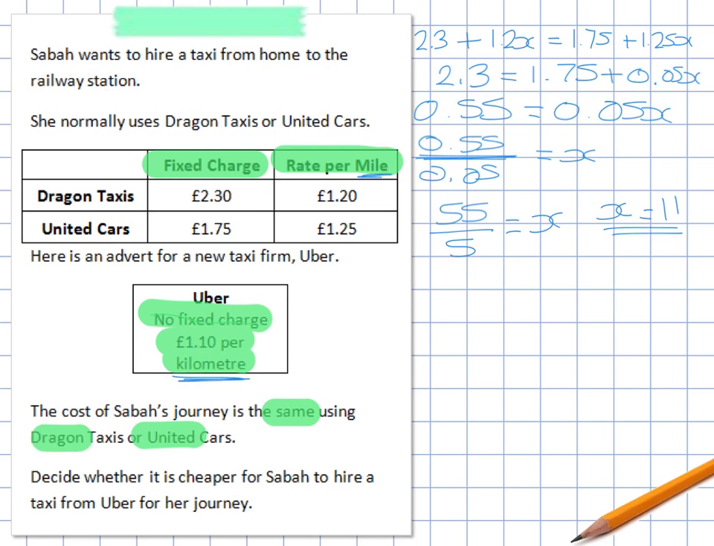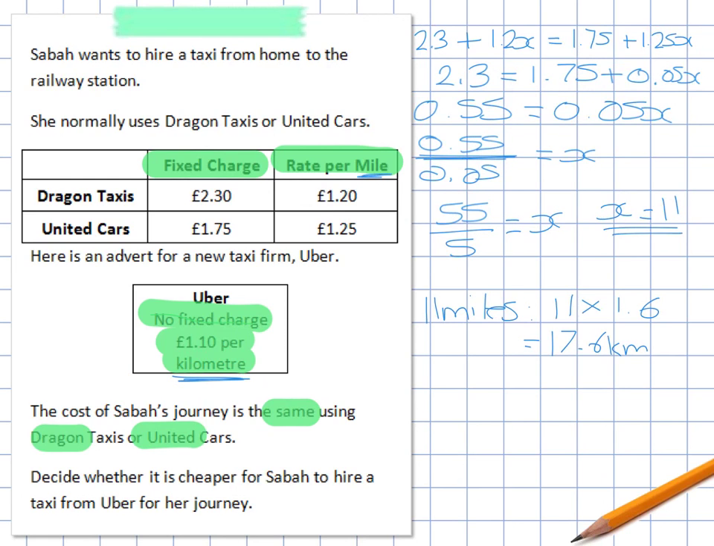To work out how much it's going to cost with Uber, I need to think about the fact that this is now in kilometres. So I'm going to have to work out what 11 miles is in kilometres. And I know that to get from miles to kilometres, I can times by 1.6. And that's something I should know for my exam. So I'm going to do that calculation: 11 times 1.6. All of this could come up on non-calculator, so make sure you're happy with your decimal multiplication. And that's going to give me 17.6 kilometres.